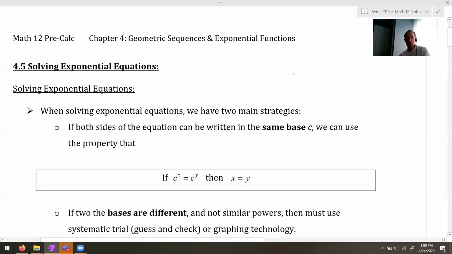Hey kids, welcome. It's time for our last lesson of the exponential functions unit. So 4.5, solving exponential equations.